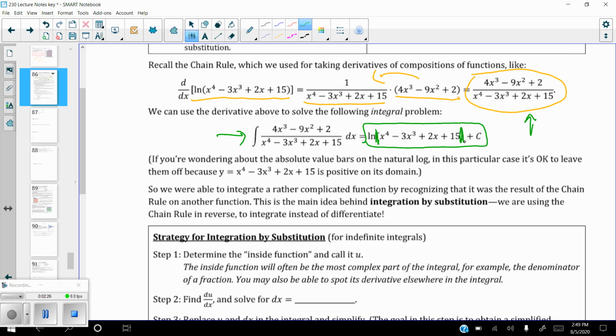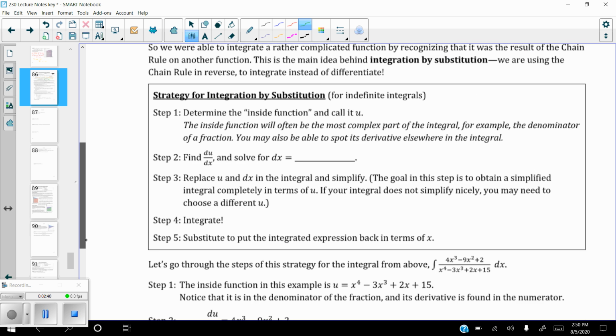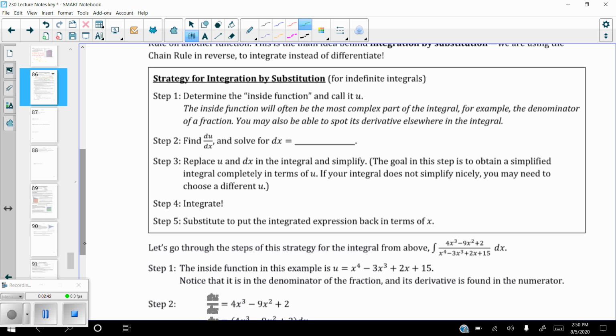The main idea behind this is what's called integration by substitution, probably more commonly called u substitution because we typically use the variable u as our substitution. It doesn't have to be, but that's pretty common. Most people will call this u sub. So the strategy for integration by substitution: we're going to determine what the inside function is, and we're going to call it u. Usually that's the variable, but it doesn't have to be.